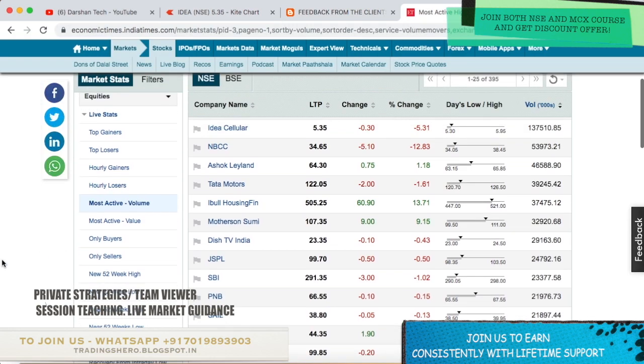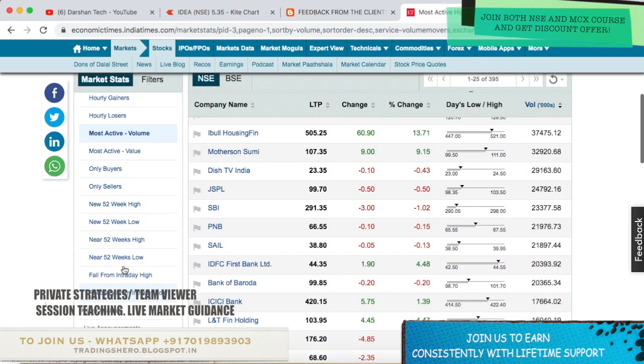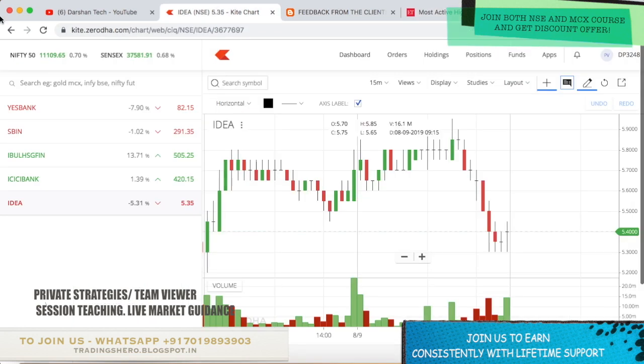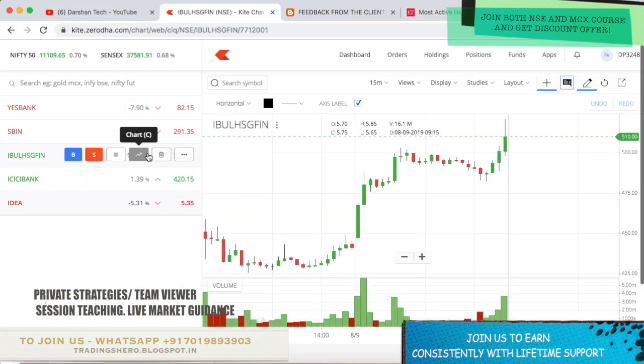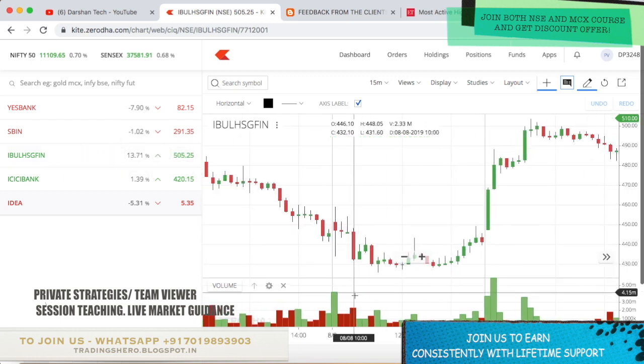Also, when you're choosing the stock here, you can pick a stock which is having a good movement also. For example, let's take Indiabulls Housing Finance here. Let me open the chart of Indiabulls Housing Finance, and let us mark the highest volume bar of the previous day. Here, as you can see, 4.21 million was the highest candle.